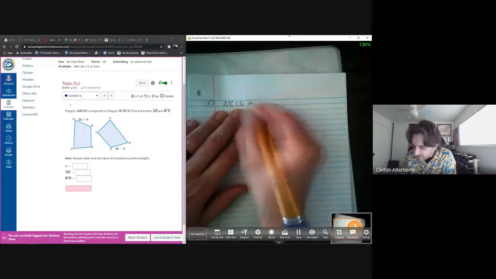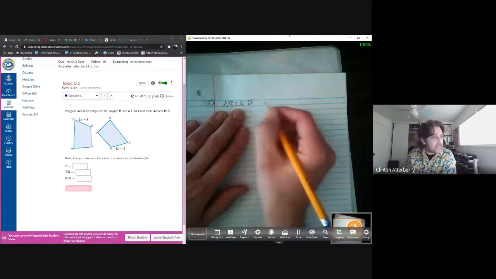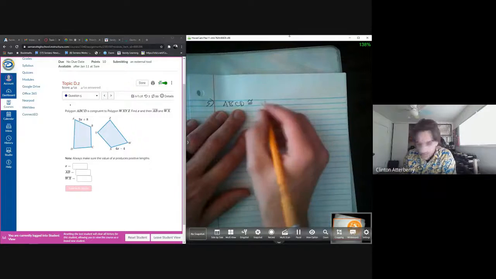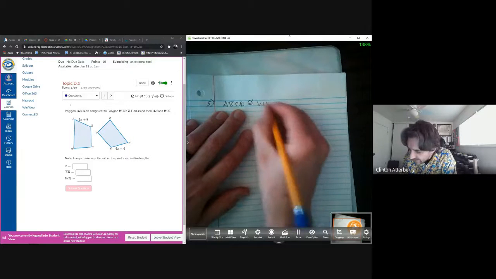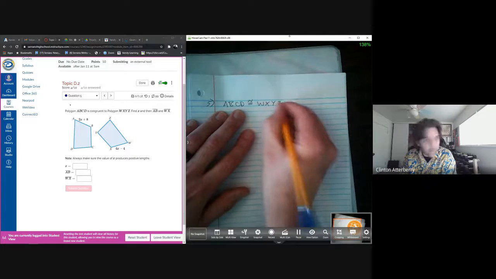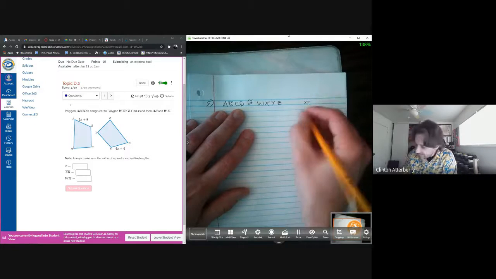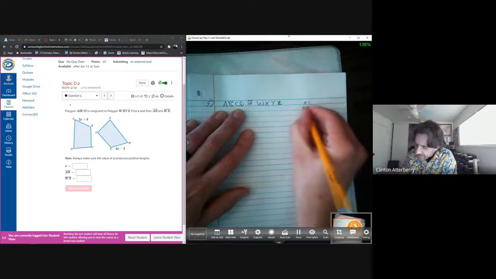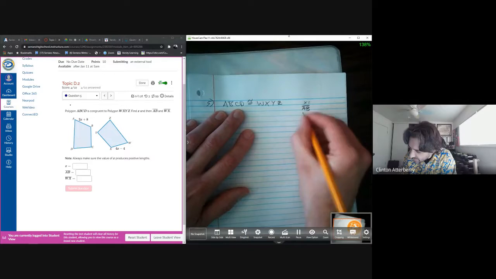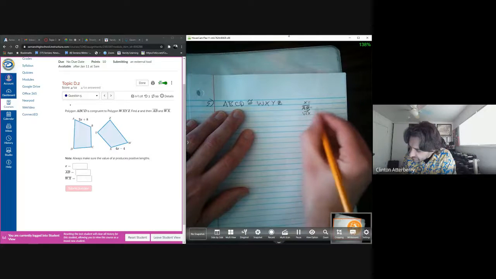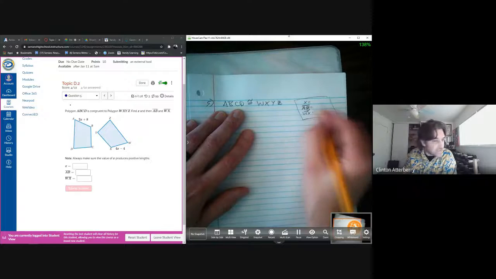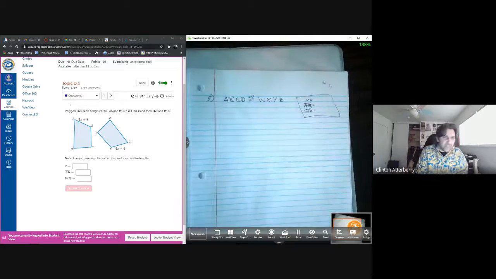All right, so it's congruent. It means we can write that symbol out. It's W, X, Y, Z. So W, X, Y, and Z. Find x, find the length of AB, and find the length of WX. So this is kind of my little answer space when I finish. I'm going to use that to fill in the answers.